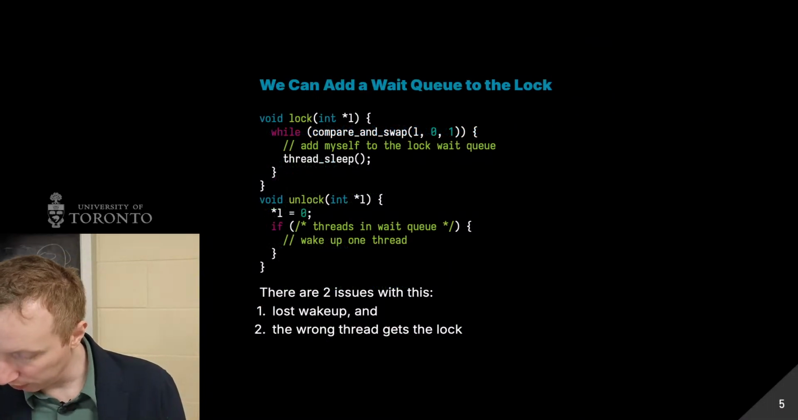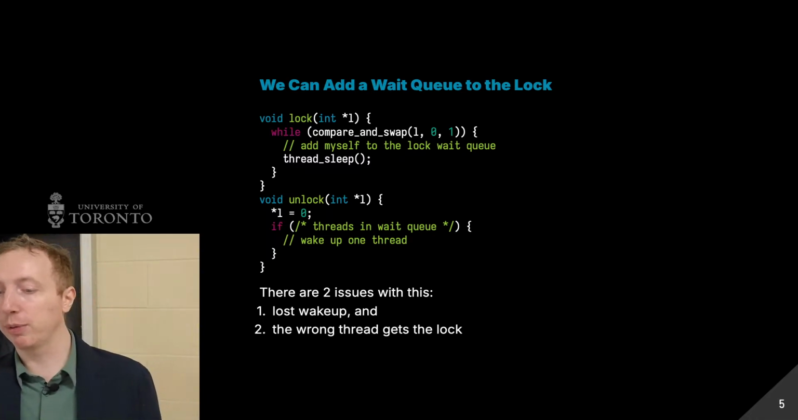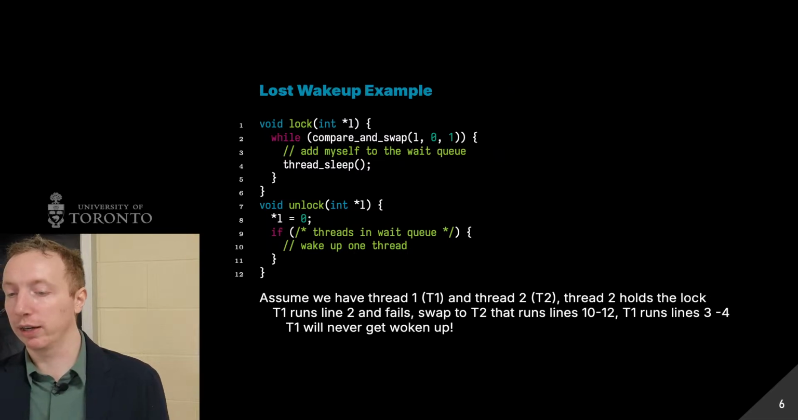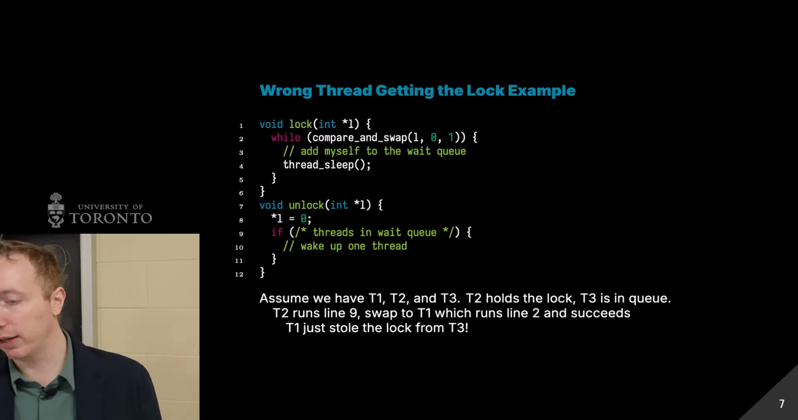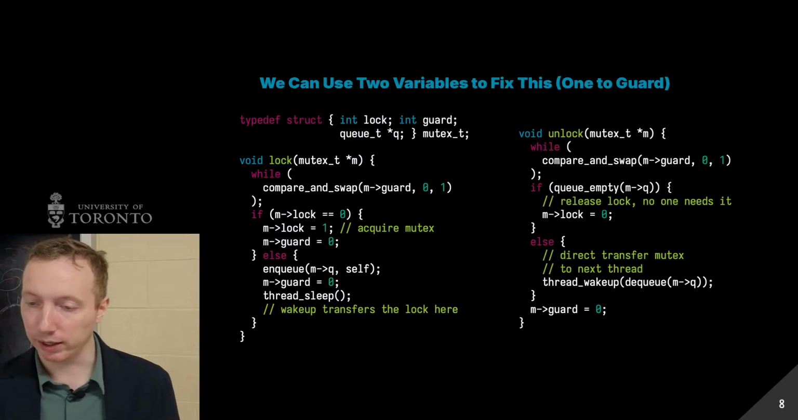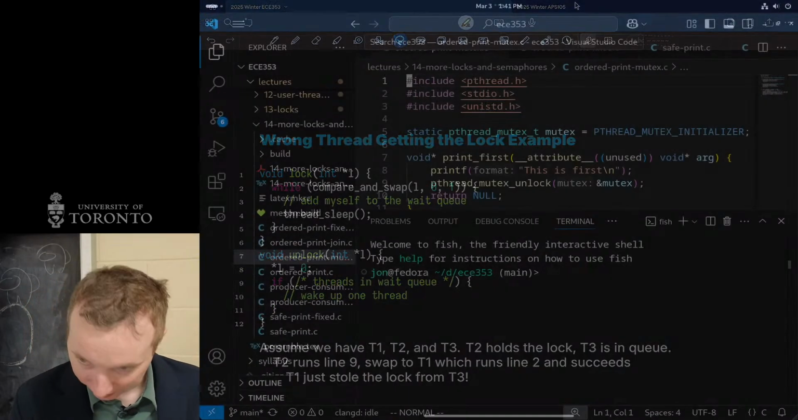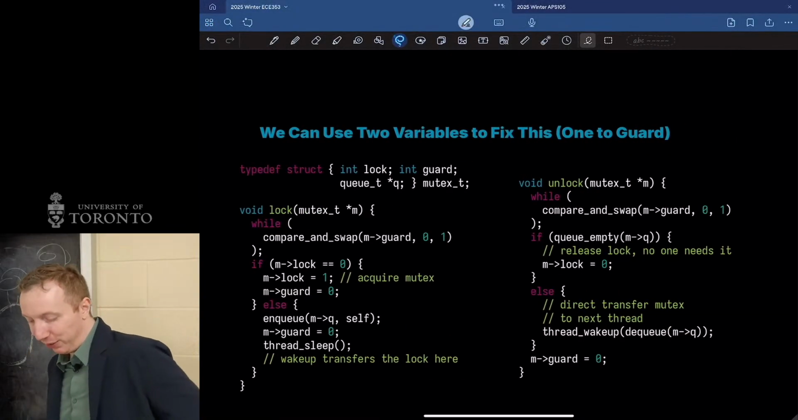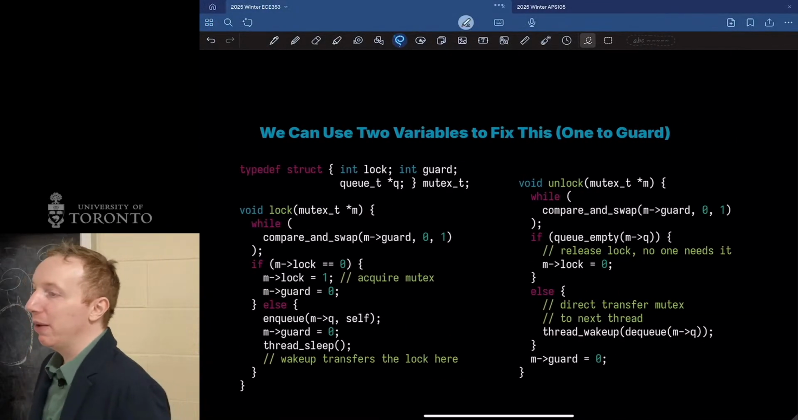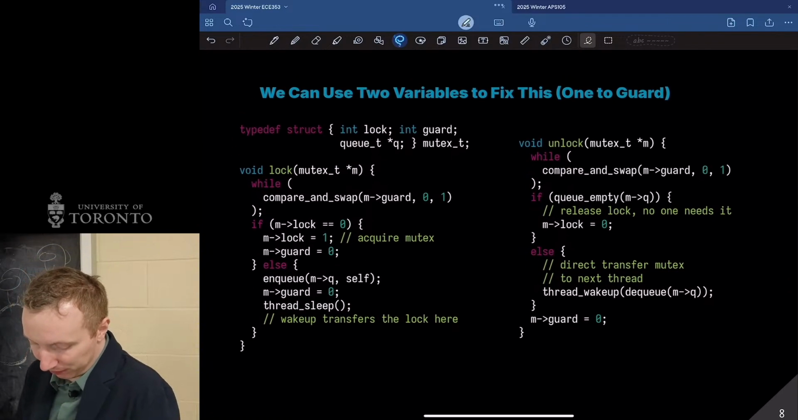Perfect. So those were our 2 issues that we need to fix. We need to fix that lost wake up and the wrong thread getting the lock. So here is an interleaving for the lost wake up, just so you have it on the slides. And again, here's an interleaving for the wrong thread getting the lock. So if we were to fix it, I'll just skip ahead. So this is how we would have to fix it. This is our implementation that could fix it.